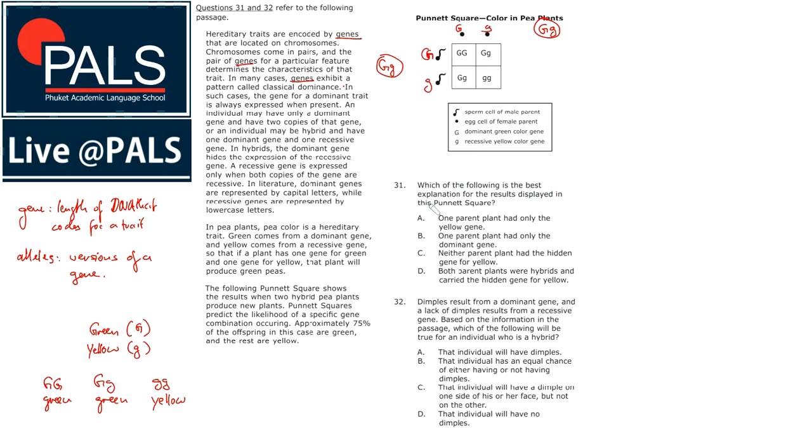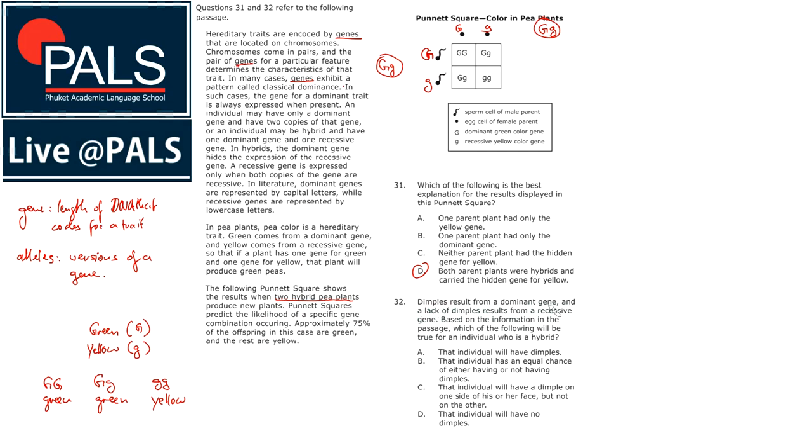Which of the following is the best explanation for the results displayed in this Punnett square? One parent plant had only the yellow gene, one parent plant had only the dominant gene, neither parent plant had the hidden gene for yellow. Both parent plants were hybrids and carried the hidden gene for yellow. Yes, that's what it told us in the text as well. Two hybrid pea plants were crossed. So we have the answer right here in the text.